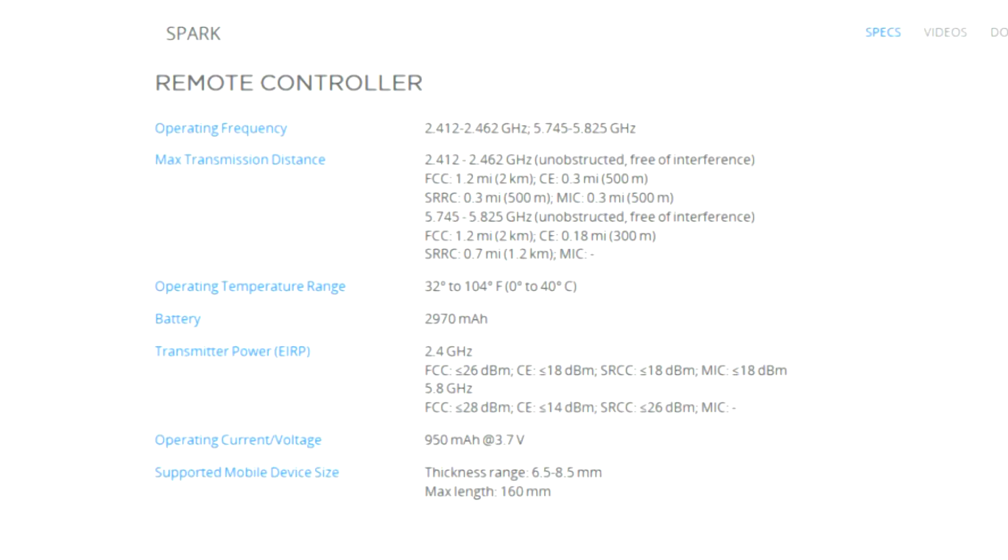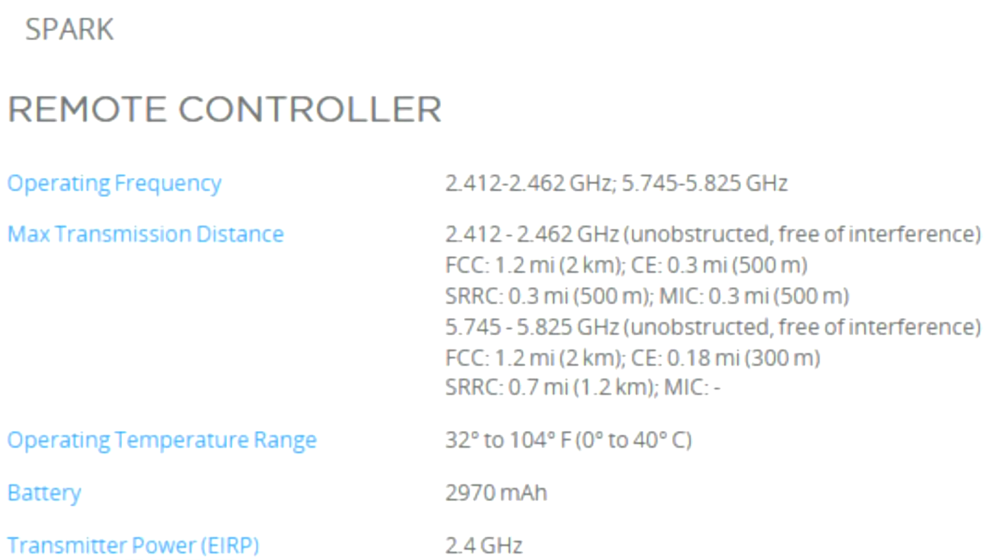Let's have a look at the DJI Spark, which is the drone that I have. The DJI Spark has an operating frequency of 2.4 and 5.8 gigahertz. Transmission distance, FCC 1.2 miles, 2 kilometers. CE, 0.3 miles, 500 meters. SRRC, 0.3 miles, 500 meters. MIC, 0.3 miles, 500 meters.